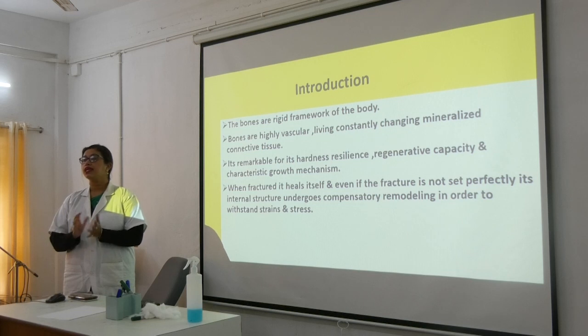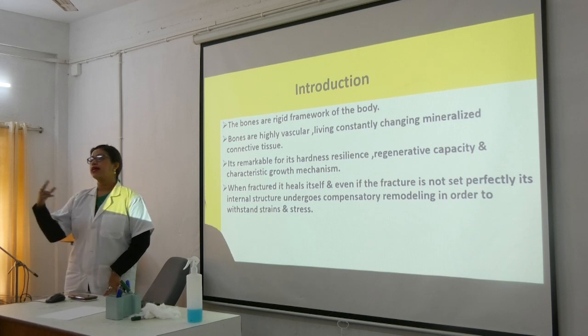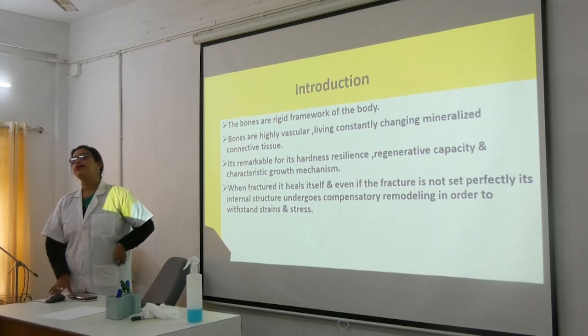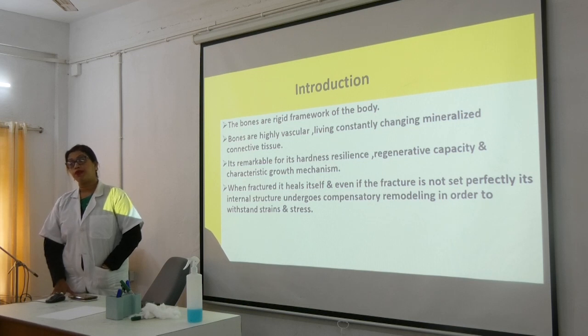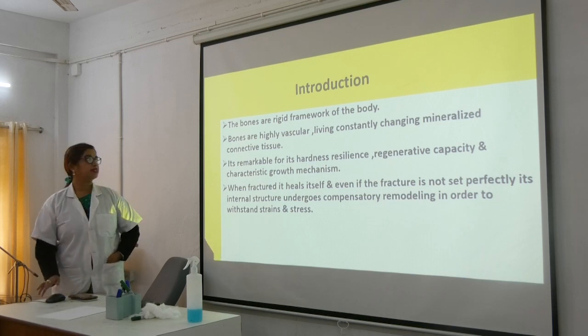Then bone is living and constantly changing, because it is remodeling itself. And it is a mineralized connective tissue. So it has 2 types of minerals, I already told you, calcium and phosphate. So which are the 2 hormones that increase and decrease the calcium in our body? Parathormone is secreted from the parathyroid gland and calcitonin is from the thyroid gland. Parathormone always increases the calcium levels, whereas calcitonin decreases the calcium levels. So you have to know these 2 for calcium metabolism.